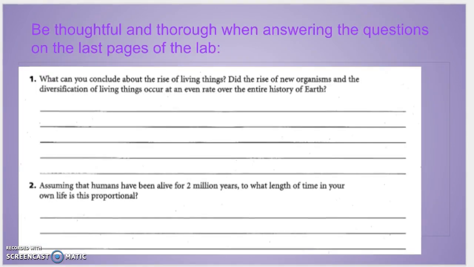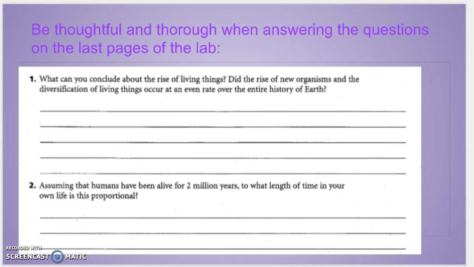Then at the end of the lab, I want you to thoughtfully answer questions on the back. What can you conclude about the rise of living things? Did the rise of new organisms and the diversification of living things occur at an even rate over the history of the Earth? Did it happen at really regular intervals? I want you to thoughtfully answer that, and don't just give me a yes or no, because you are not going to get all your points on that.